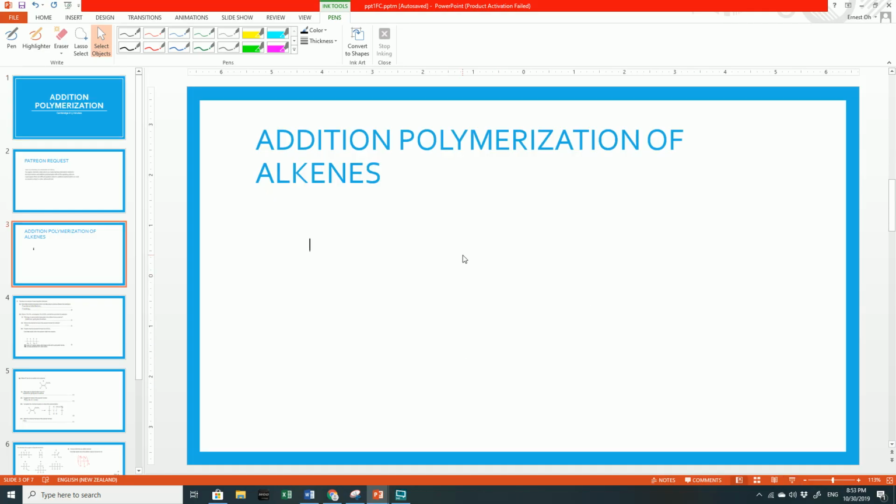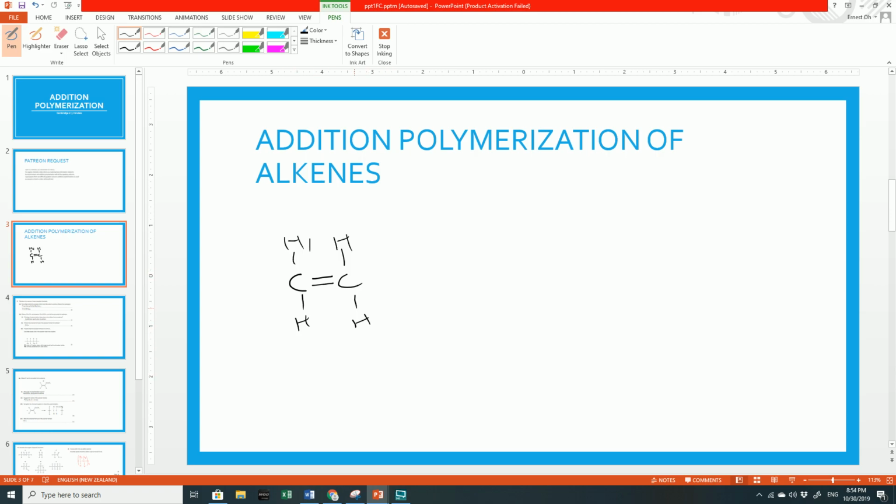Here I just want to go through the very basics of addition polymerization when it comes to alkenes. I think what's really important is if I simply draw out a couple of things. If you've got an alkene, which will contain a carbon to carbon double bond, you're going to get some sort of double bond like this, and you'll get some attachments there. So for example, this is a very, very simple ethene molecule.